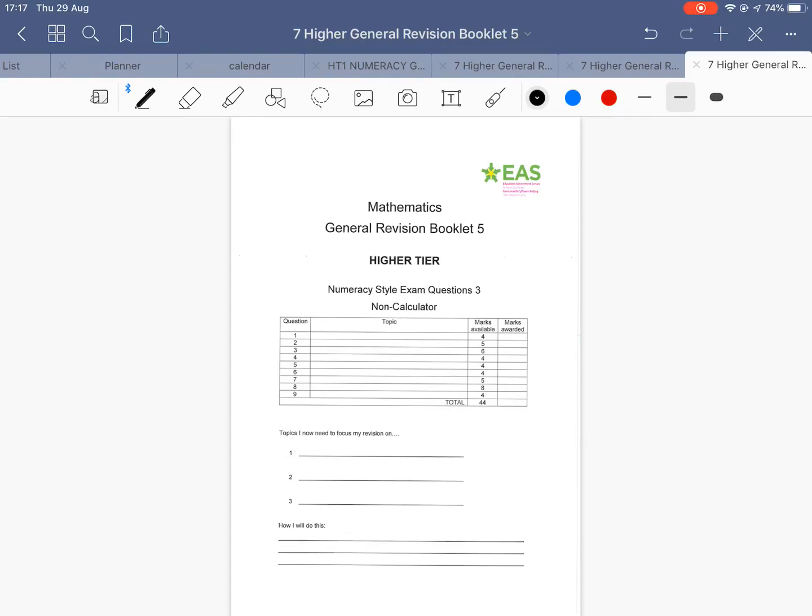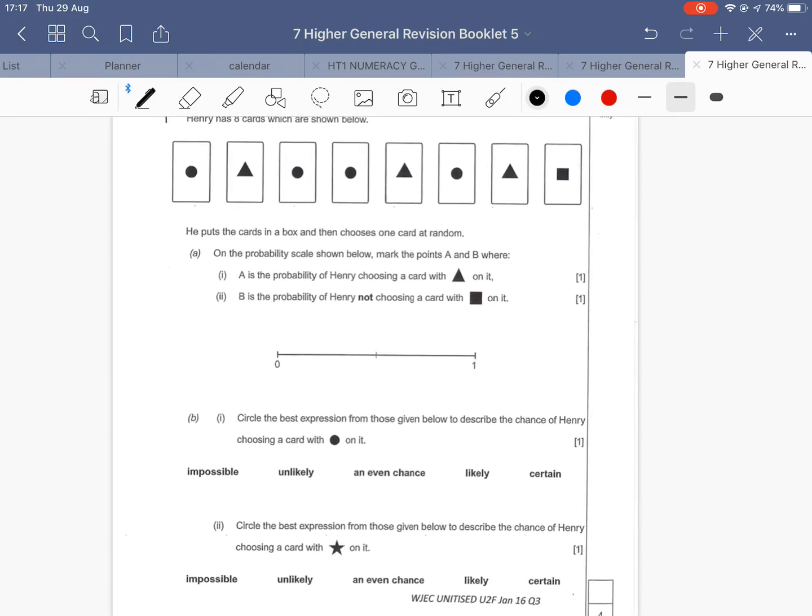Okay, this is General Revision Booklet 5. These are higher tier numeracy style exam questions. Non-calculator, so don't use your calculator.